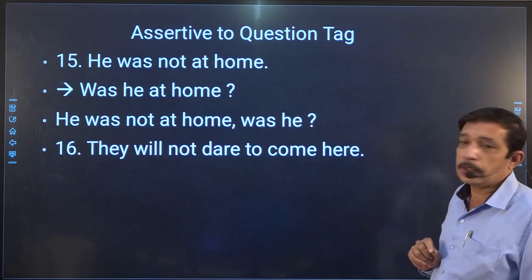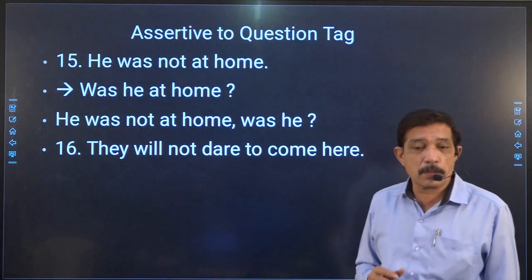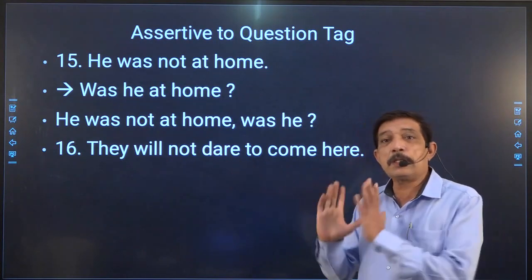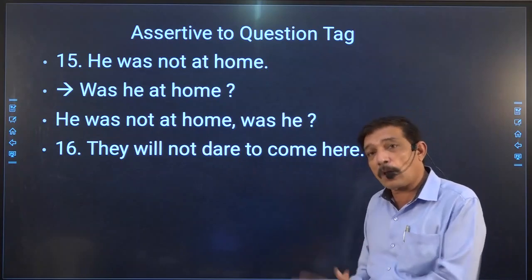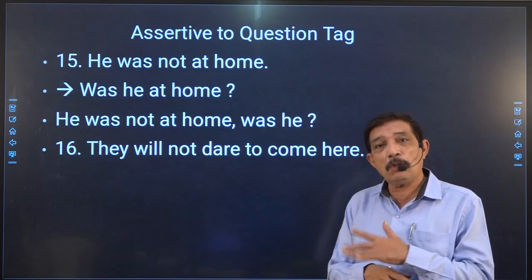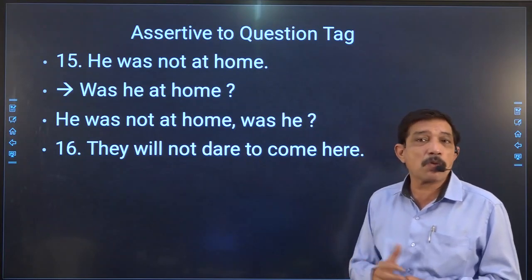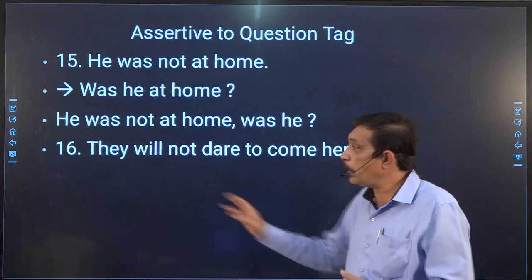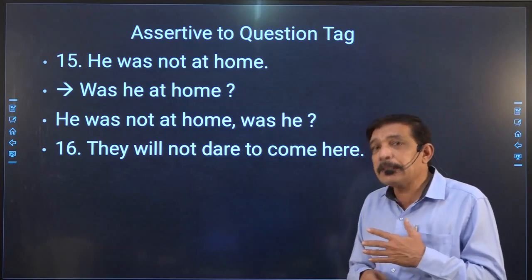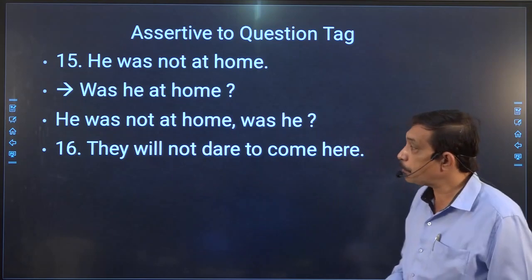They will not dare to come here. Now will is working as the helping verb over here, though it's a modal. Negation is already there. Now there is another modal that remains as it is because it's working as a modal over here. Dare is a modal. Need, dare, ought to, these are all modals, right? Can, could, may, might, all these are modals. Same way dare is also a modal, but here it is working as a modal, whereas will, would, right? Here it is not working as a modal, here it's working as a helping verb, right?